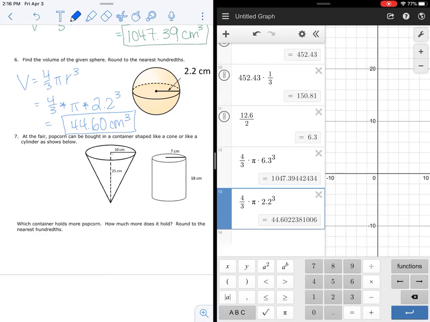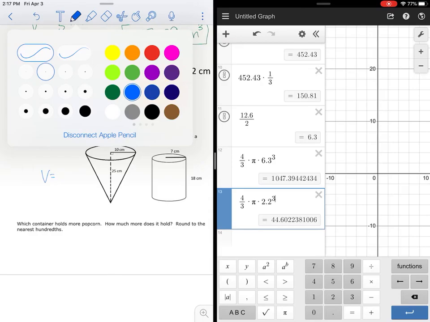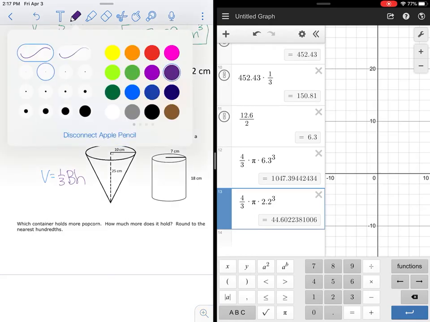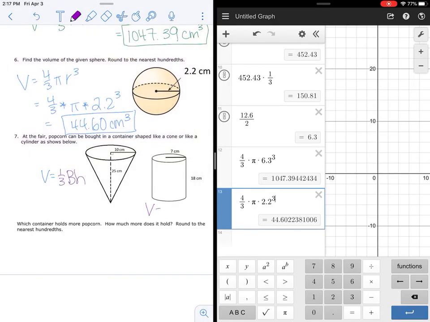Number 7, at the fair, popcorn can be bought in a container shaped like a cone or a cylinder as shown below. Which container holds more popcorn? How much does it hold? Round to the nearest hundredths. So we have 2 different shapes. A cone, which is V equals 1/3 times big B times h, and then a cylinder would be V equals just big B times h.